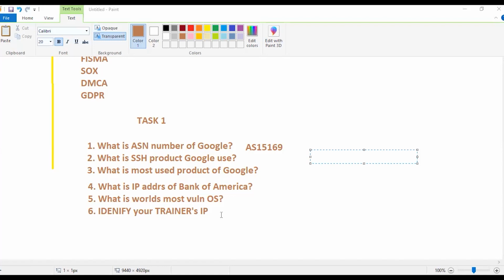DNS lookup of Bank of America. This is the IP address of Bank of America. No, that's not it. You can see its server name.